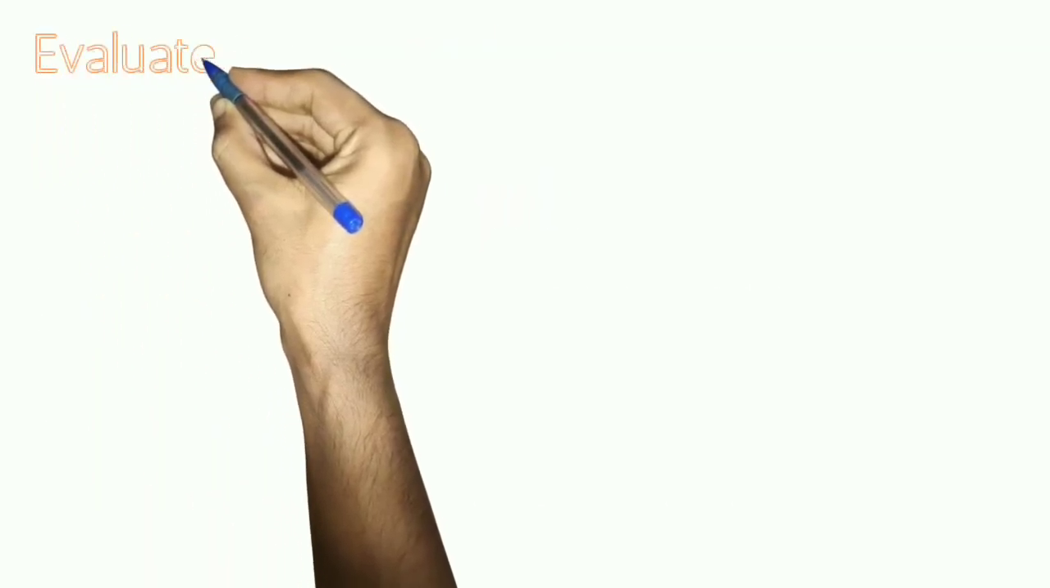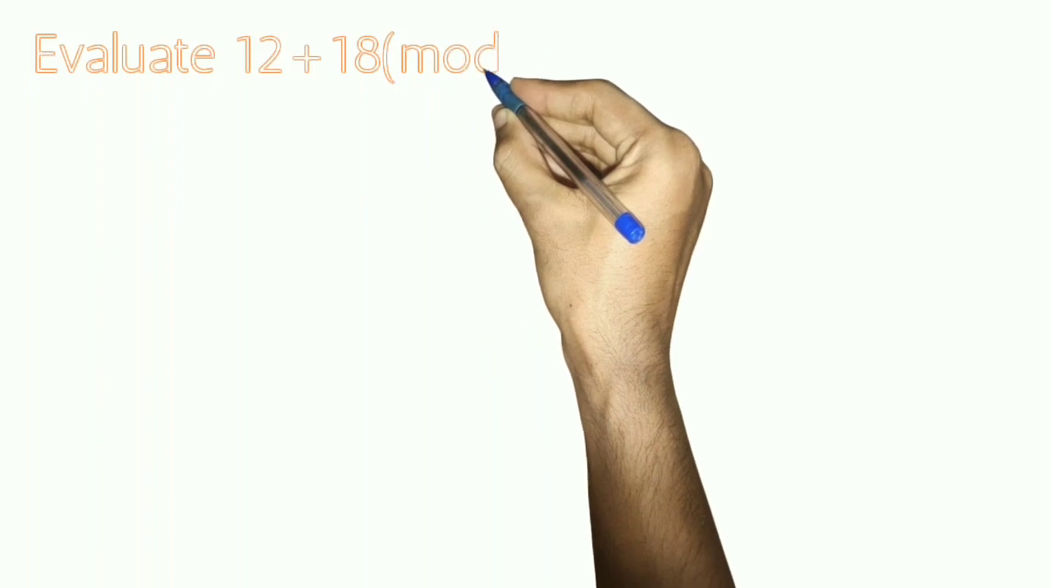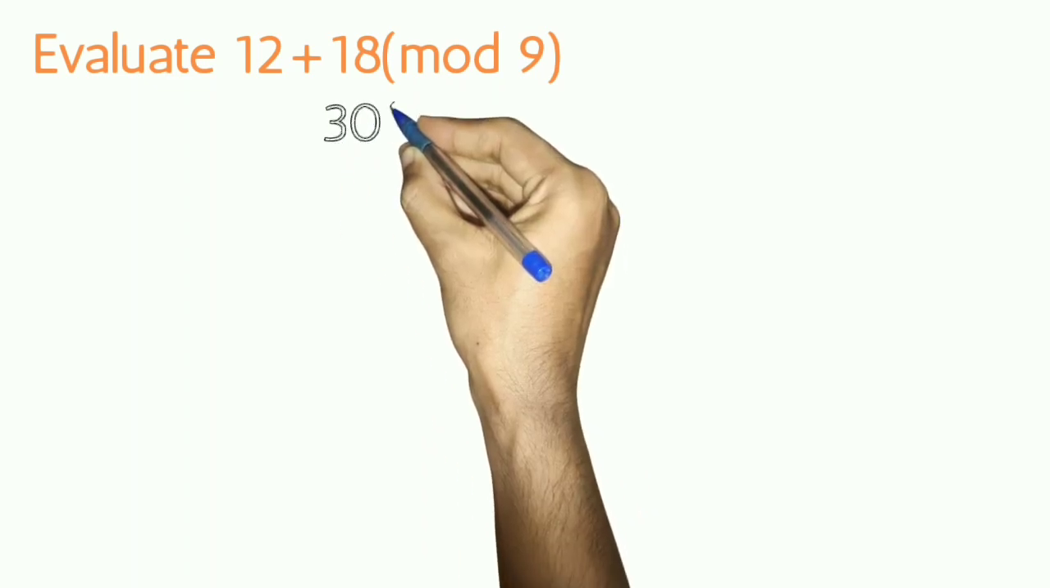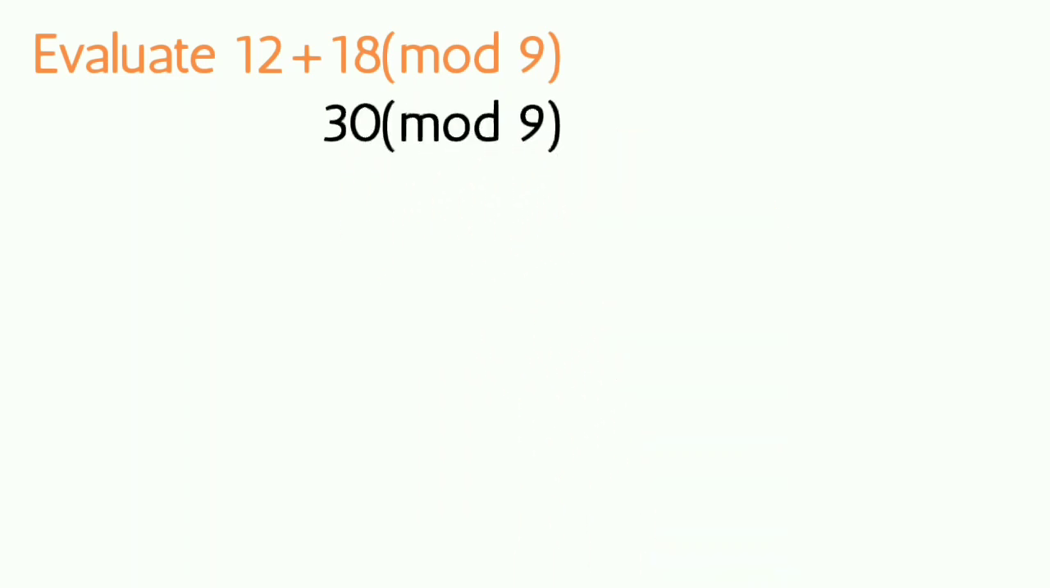Evaluate 12 plus 18 mod 9. To solve this, get the sum of 12 and 18. 12 plus 18 is equal to 30. So that will become 30 mod 9.